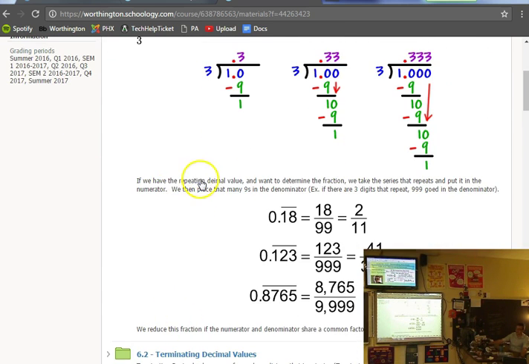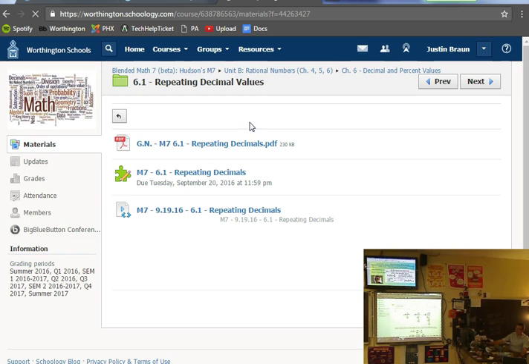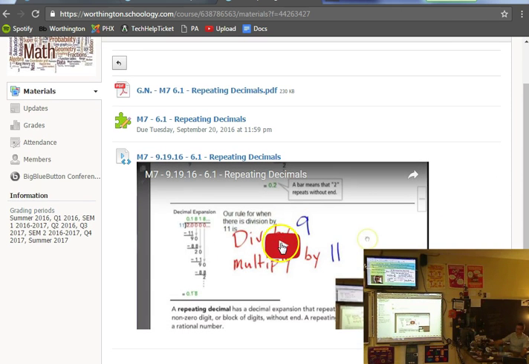This is all stuff that I've typed. These images, a lot of times I've grabbed those from other places. But inside the 6-1 folder, there's a video of our lesson. So you can go back and watch our lesson. Hey, look, divide by 9, multiply by 11.